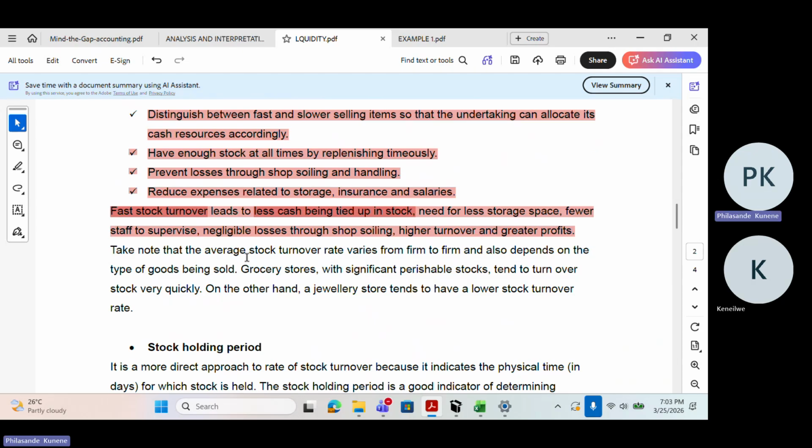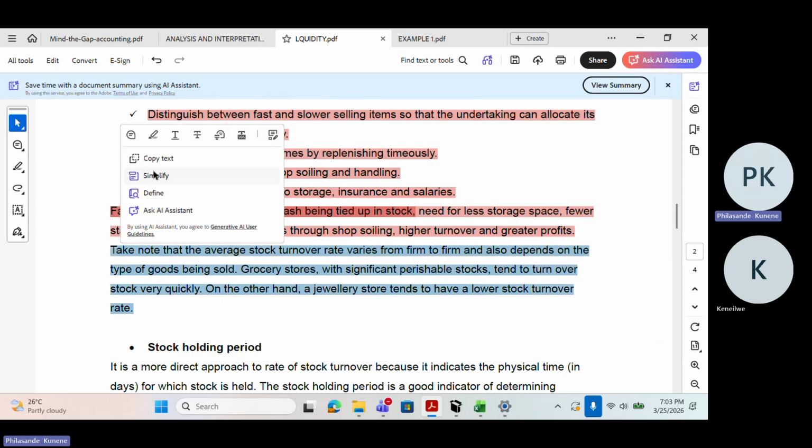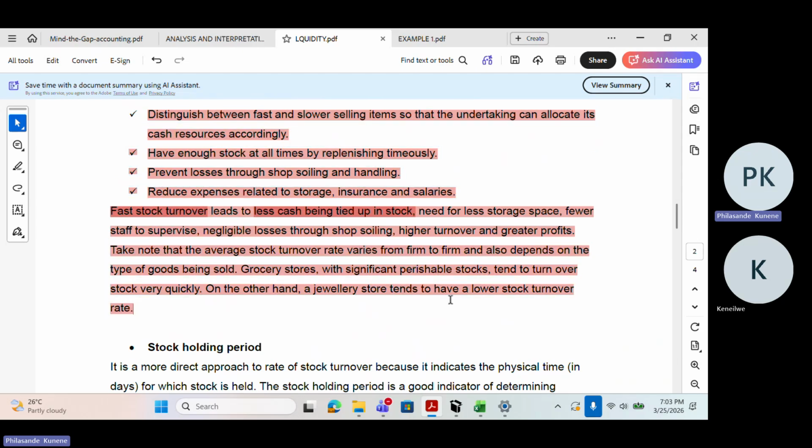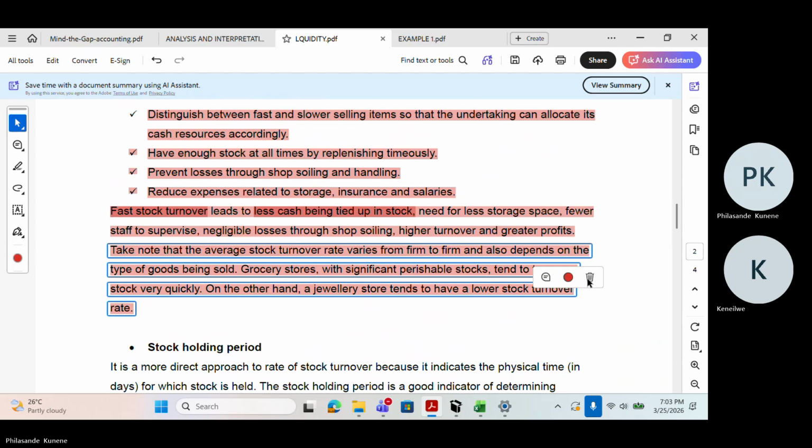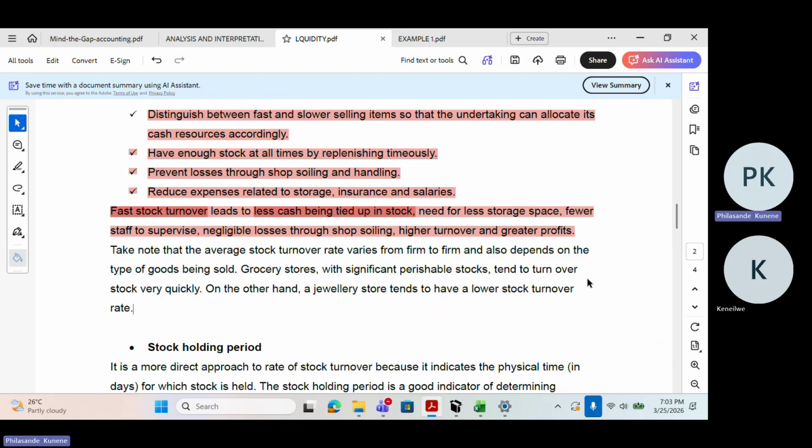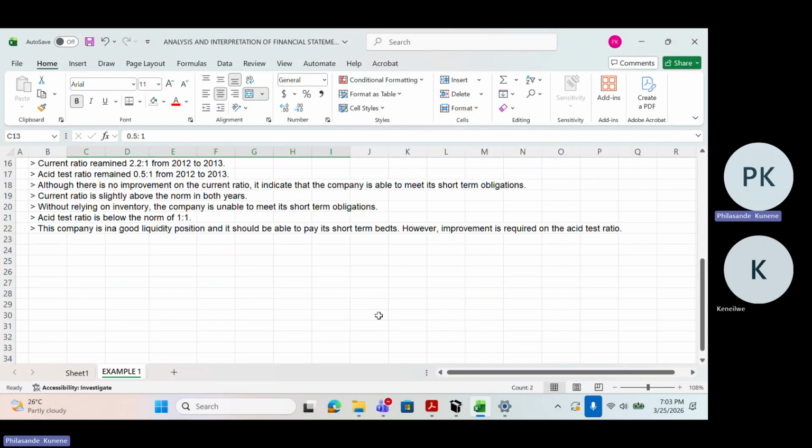Take note that average stock turnover rate varies from firm to firm and also depends on the type of goods being sold. Grocery stores with significant perishable stocks tend to turn over stock very quickly. On the other hand, jewelry stores tend to have a lower stock turnover rate. Yes, it depends on the type of stock that you are selling.